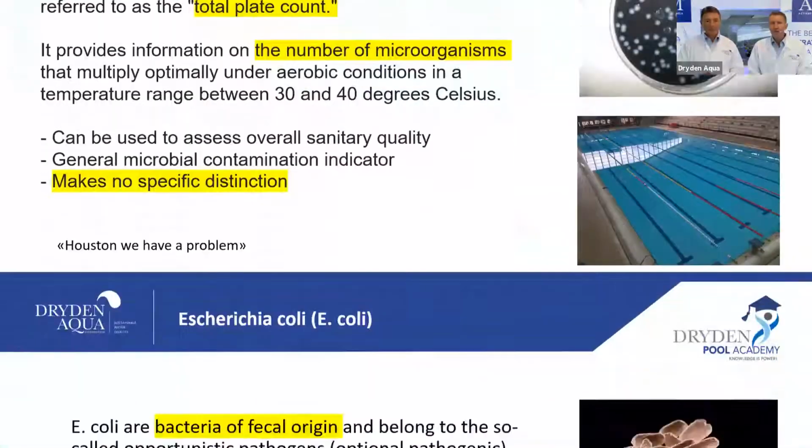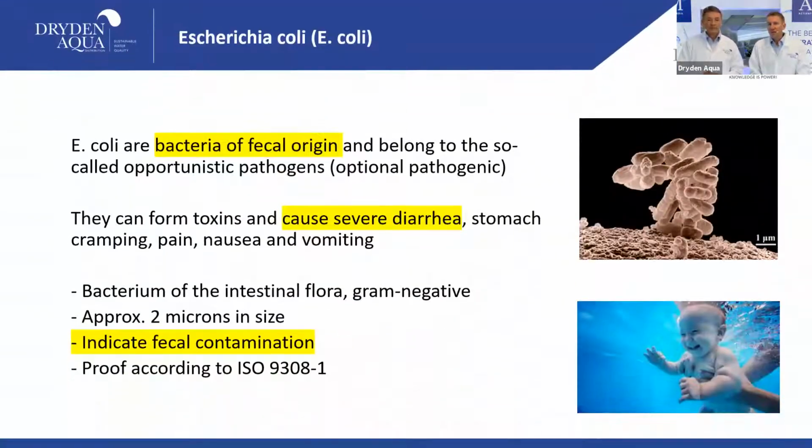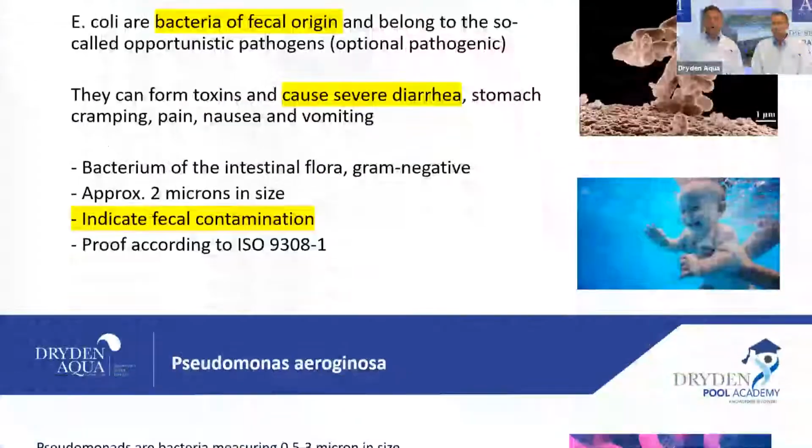So the first one that we look at is called E. coli. E. coli is a bacteria that is brought into the pool through fecal origin. So it's someone who's not clean, someone with diarrhea, brings this type of bacteria into the pool. It can cause severe diarrhea. E. coli is easy to test, and if you have E. coli, you might have others, for instance, crypto. It's an indicator for fecal contamination. Exactly. Size about 2 microns. Very small.